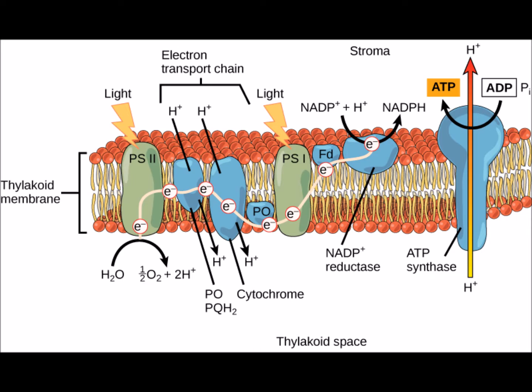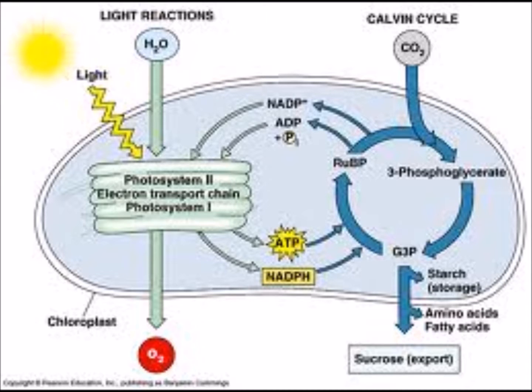NADPH is created from electrons going through the NADP plus reductase and combining with NADP plus. Chemiosmosis is used to make ATP. This occurs when the hydrogen funnels through the ATP synthase and gives it energy so that the ADP can combine with phosphate to make ATP. These products, made in the light reaction, then travel to the Calvin cycle.